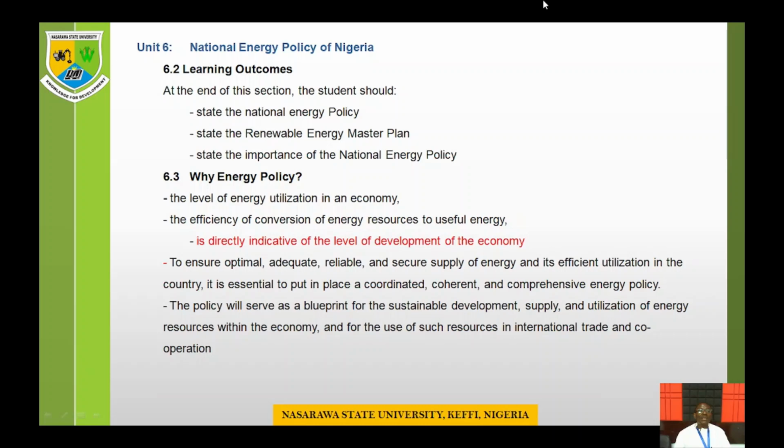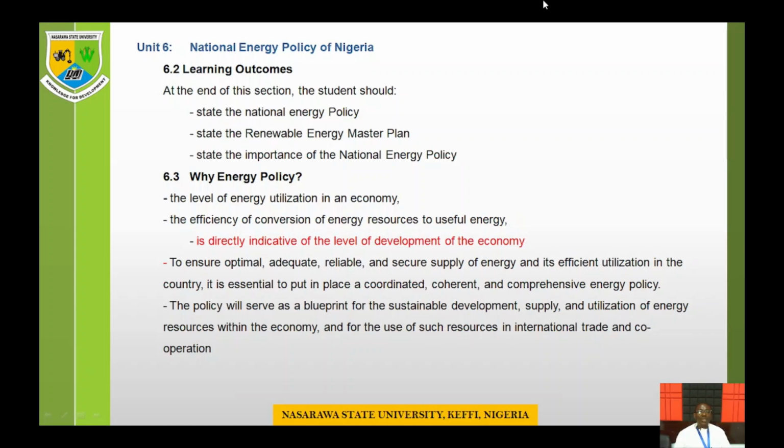Now let's wrap up by looking at some national energy policies in Nigeria. You are expected here to identify some national energy policies in Nigeria, state the renewable energy master plan, and state the importance of the national energy policy.